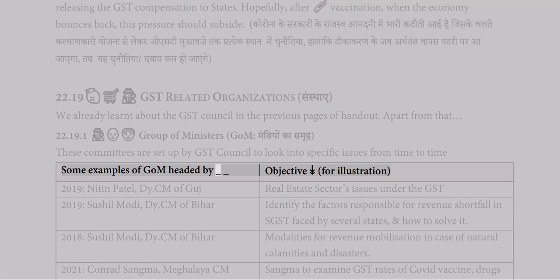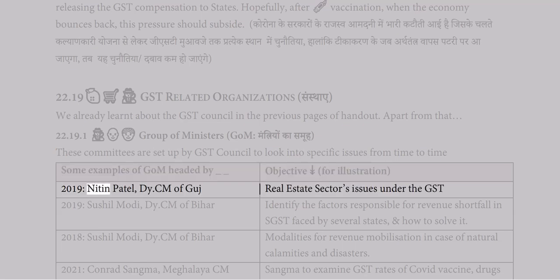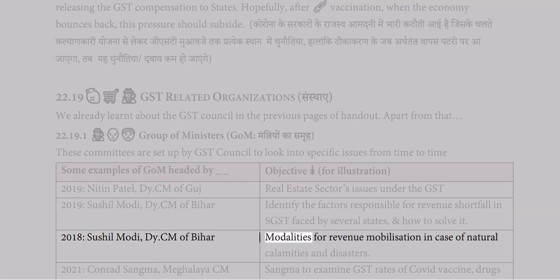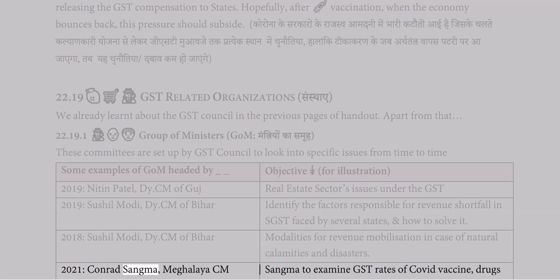Some examples of GOMs, headed by whom and the objective: in 2019, Nitin Patel, Deputy CM of Gujarat, real estate sector issues under GST. In 2019, Sushil Modi, Deputy CM of Bihar, identify the factors responsible for the revenue shortfall in SGST faced by several states, and how to solve it. In 2018, Sushil Modi, Deputy CM of Bihar, modalities for revenue mobilization in case of natural calamities and disasters. In 2021, Conrad Sangma, Meghalaya CM, to examine GST rates of COVID vaccine, drugs and related items.